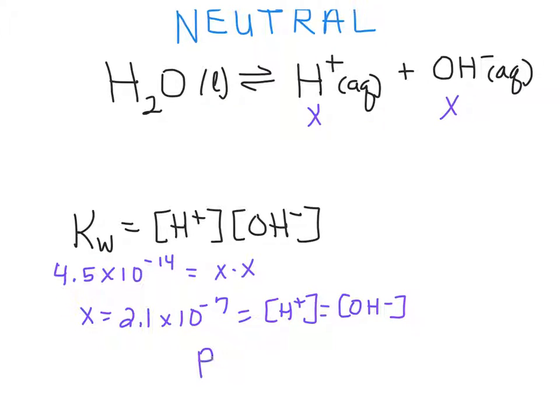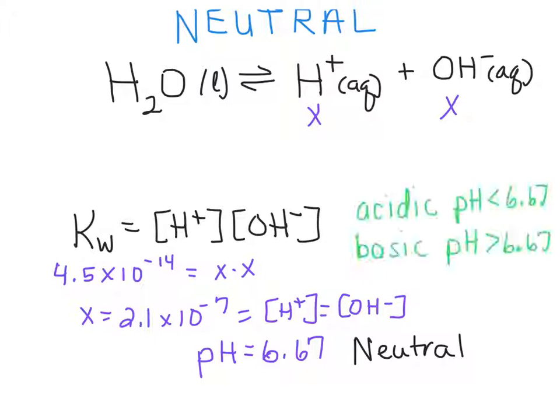Taking the negative log of this number gives us a pH of 6.67. So at this temperature, with this value of Kw, this is the pH of a neutral solution. Anything acidic will have a pH lower than this, and anything basic will have a pH that is higher.